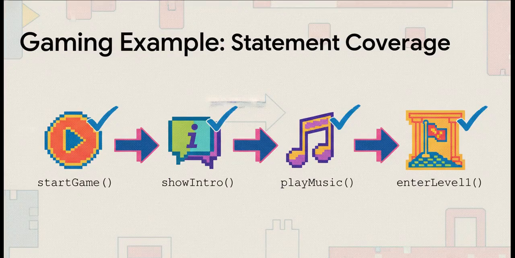Let's make this real with a quick gaming example. To get full statement coverage here, your tests would have to trigger the start game function, then the show intro function, then play music, and finally enter level 1. You're literally just confirming that the program can successfully run every single step in this sequence.